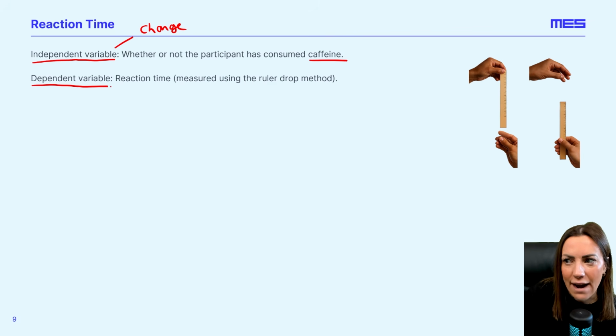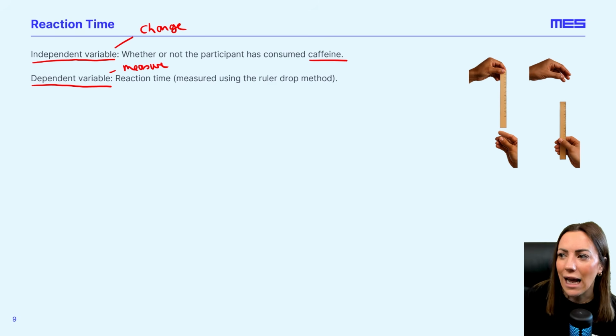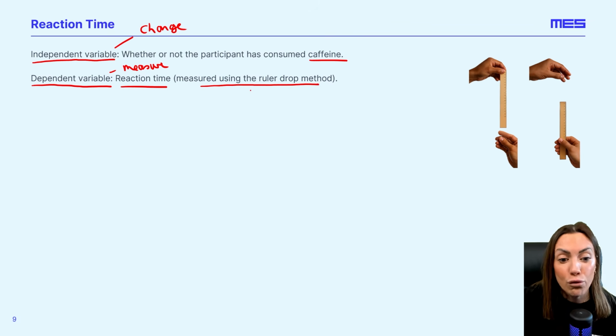Now, the dependent variable is the one you measure. The one you're going to record in your table when you're filling your table in class. In this case, it's reaction time, or you could say it's the distance at which they caught the ruler. You could say either, because you're measuring the distance where they caught the ruler, but you are going to use that to get the reaction time. So that's your dependent variable. And in an exam, again, I would say my dependent variable is the reaction time. I'm going to find this by measuring where they caught the ruler and then looking up the reaction time online.